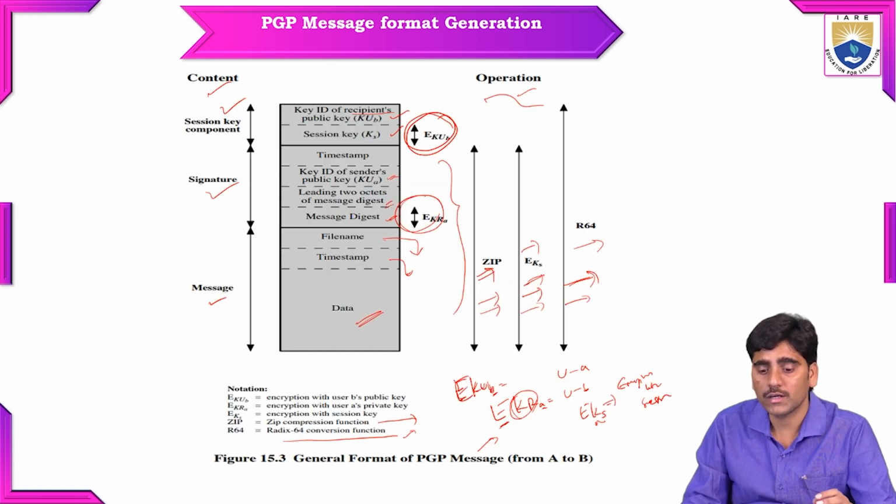Here we can understand the PGP message format, which contains the session key components, signature, message, timestamps, and public and private key pairs. All the notations we have to understand. The operations performed on the PGP message are compression, encryption, and segmentation. With the help of these three operations, we send and receive mails by writing secure emails.